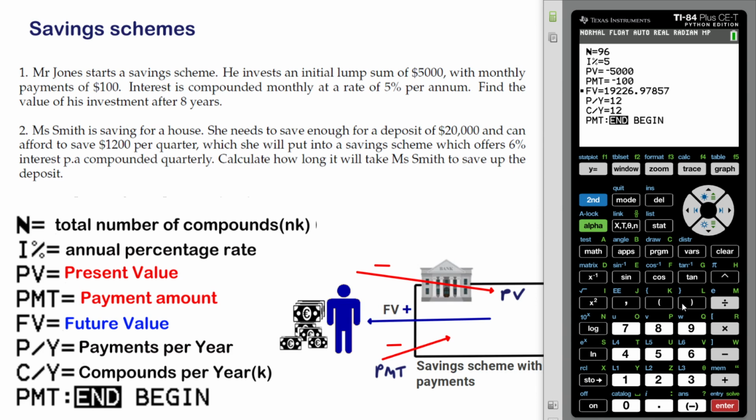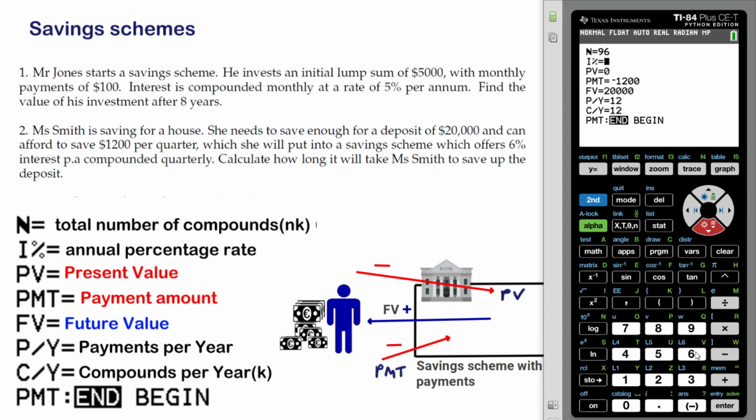Okay, so this time she's going to save $1,200 per quarter. So her payments will be minus $1,200. Notice that she doesn't put an initial amount into the bank, so that's going to be 0. But she wants to have, at the end of this scheme, 20,000 coming to her. So that's going to be a positive for her. And then we just fill in the other numbers. So the top one is the one we're trying to find actually.